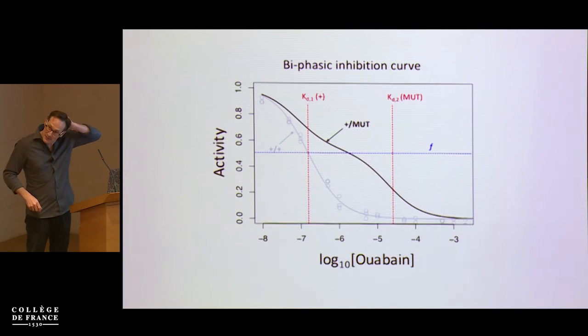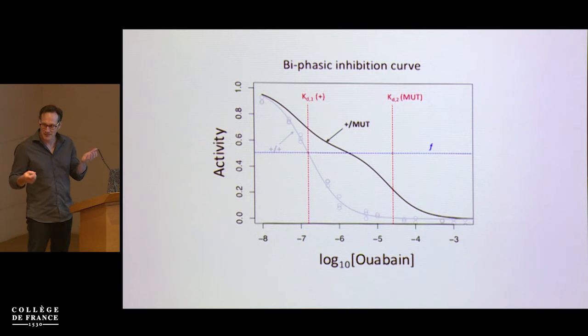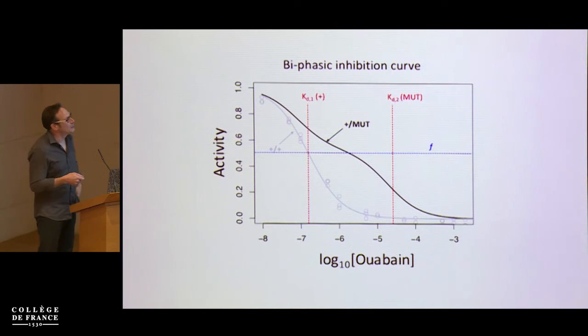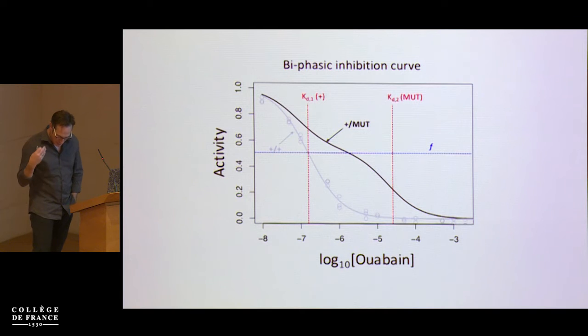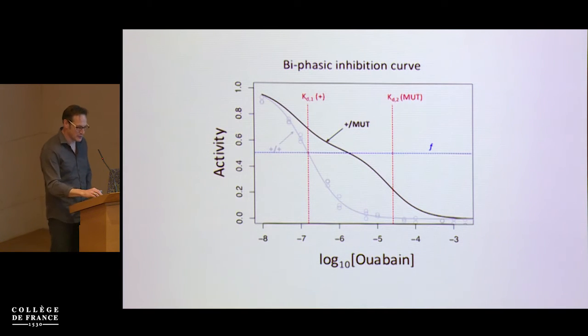And the reason we want to do that is because for the first panel of substitutions we generated, we can't make them homozygous. Those guys are dead. So what would this look like in a heterozygote? In a heterozygote, there would be two dissociation constants, one that corresponds to the wild-type form, one that corresponds to the mutant form. So based on the shape of this curve, we can estimate both of those. And we can also estimate this quantity F, which corresponds to the proportion of the activity attributable to the mutant form.